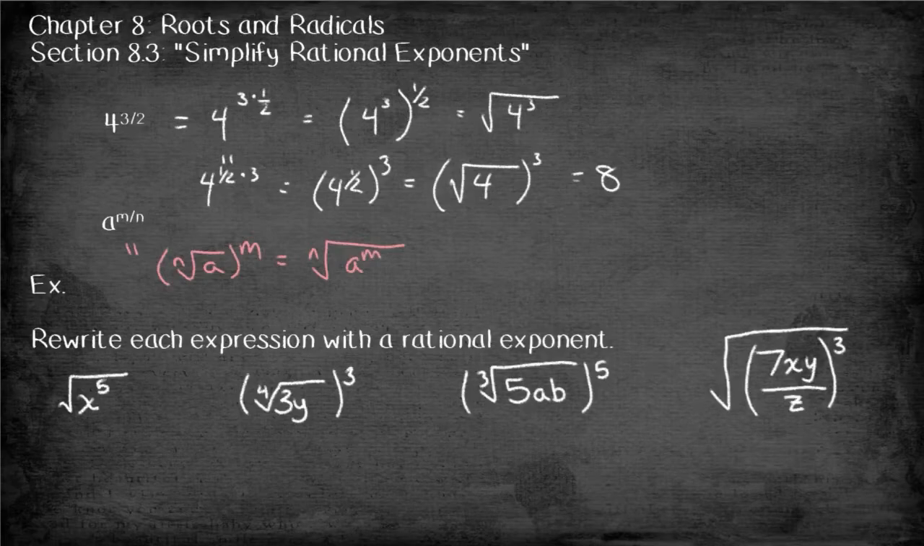So if we want to rewrite each of these guys, we can rewrite the first as, since we're taking the square root of x to the 5th, this would be x to the 5 over 2. We're raising a 4th root to the 3rd power. So this would be 3y to the 3 over 4. Next one, I'm raising a 3rd root to the 5th power. So this would be 5ab to the 5/3 power.